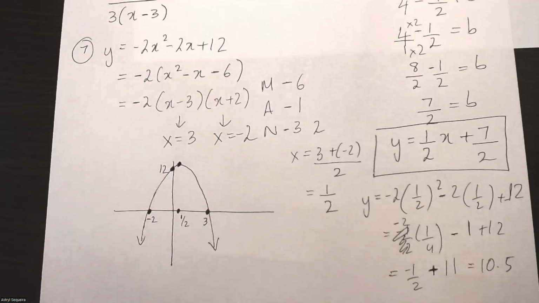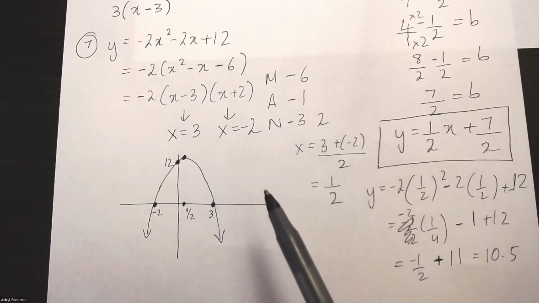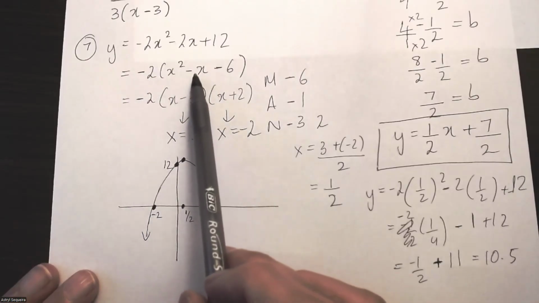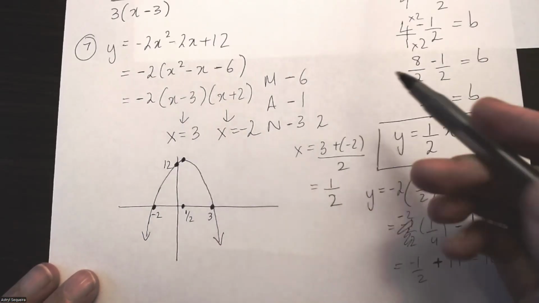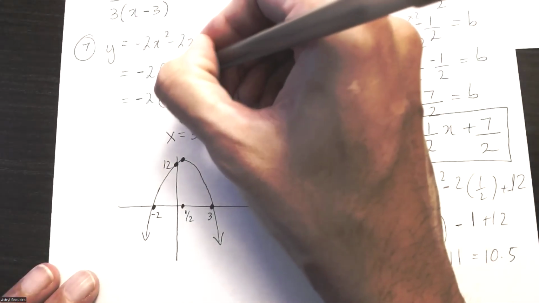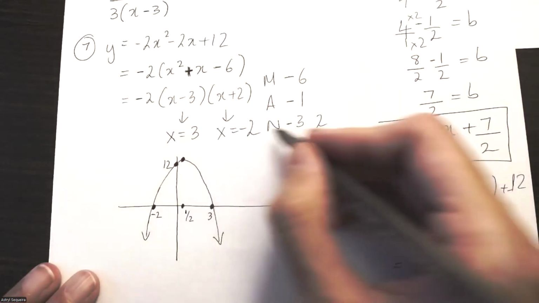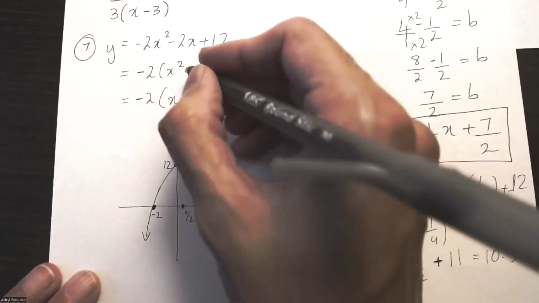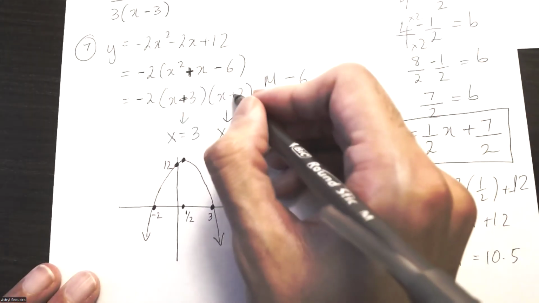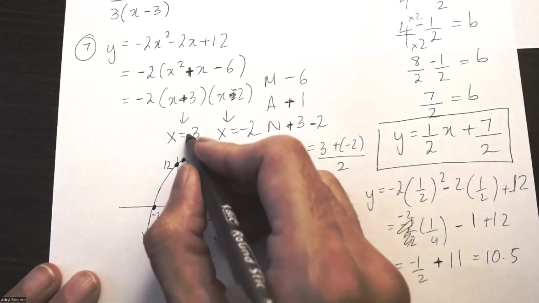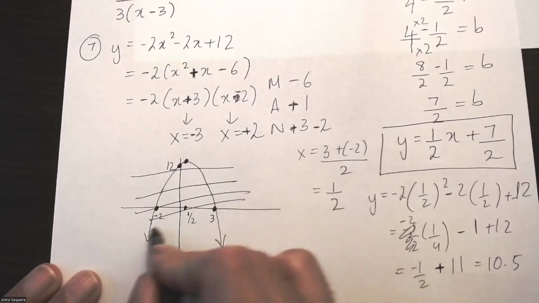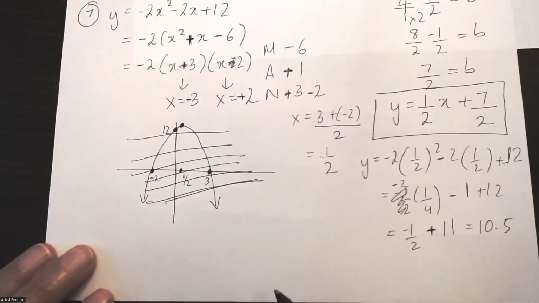-2x squared. Oh, I made mistakes in a couple of different places. Okay, so the main mistake I made was when I factored out the -2 here, I forgot to change this sign over here. This should have become positive x, which means that this is going to be +1 here, which means this is +3 and -2. That's +3. That's -2, which means this is -3 and +2. So I had all the signs flipped. I'll redo my graph now.